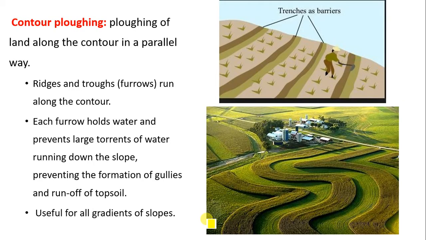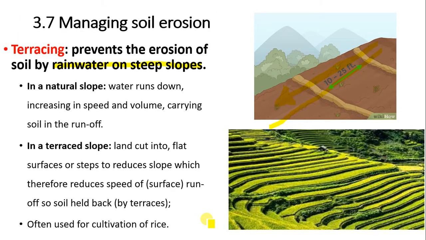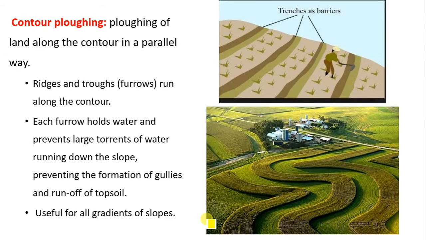So next, look at contour ploughing. Now, let me go back. Look at this. This is in steps. That's a terrace. But contour ploughing, cultivating along the contour lines, is not a step. You can see this is high, this is down, this is high, this is down, this is high, this is down. So just take note of this basic difference between the two, please.